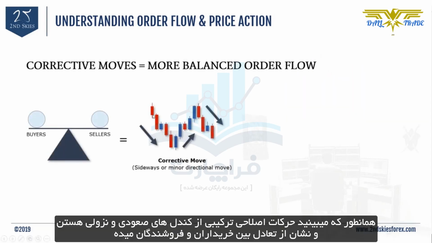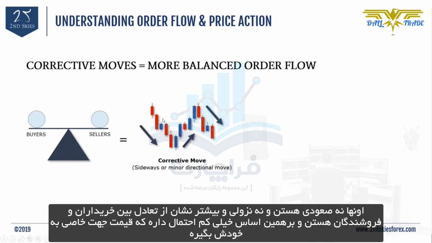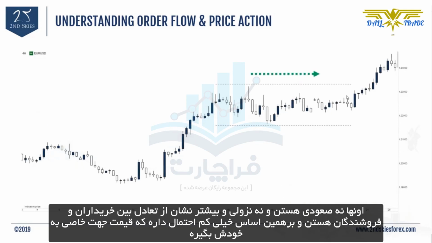Corrective moves, as we can see, are a big mix between bullish and bearish candles. They represent an equilibrium between the buyers and sellers, and these tend to create much more sideways moves. So they're not bullish, they're not bearish. There's an equal balance between the buyers and sellers, and thus one direction is less likely to manifest.